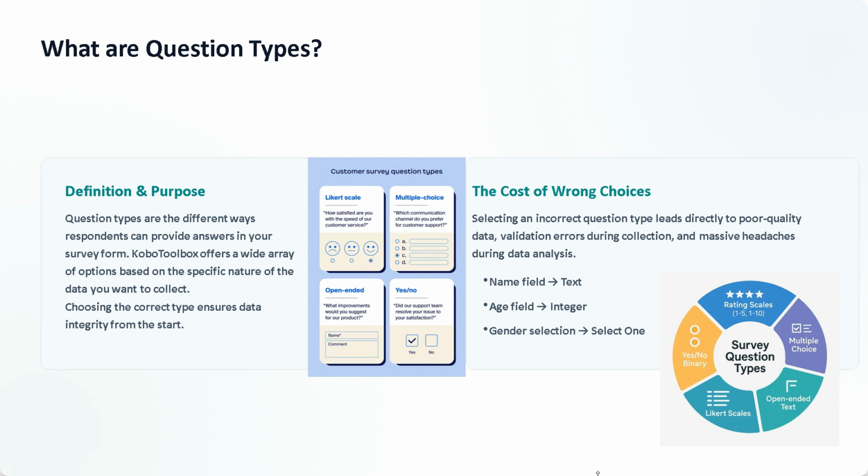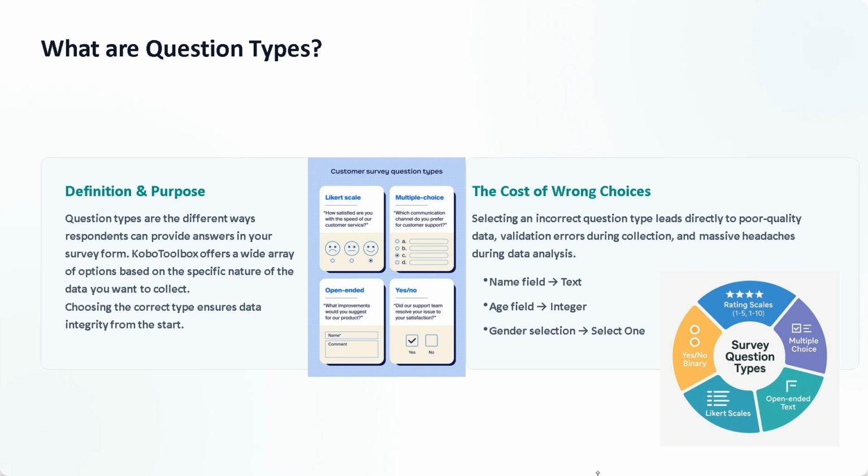So what are question types? See, question types are different formats used to collect responses from users. For example, if I want to collect a person's name, I'll use a text question. If I want their age, I'll use an integer, right? If I want them to choose their gender, I'll use a select one question type. So choosing the wrong question type can result in poor data quality and unnecessary errors. Let's look at the most commonly used question types.